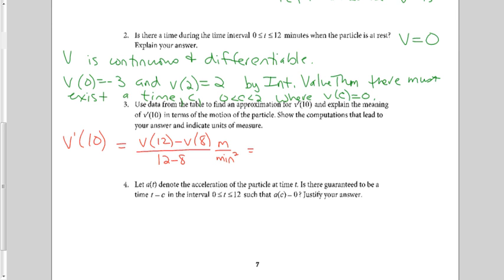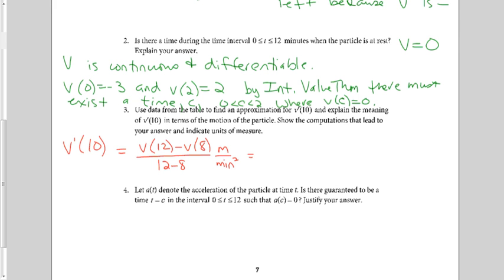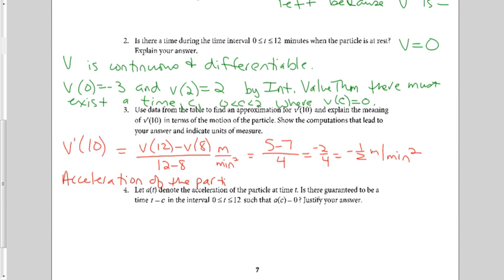Sorry. So here we go. We have v of 12 and v of 8. Hold on, let me look again. V of 12 was 5. V of 8 is 7, and 12 minus 8 is 4, giving me negative 2 over 4, which is negative 1/2 meters per minute squared, as this is an acceleration. And it says explain the meaning of this. So the acceleration of the particle at t equals 10 minutes is approximately negative 1/2 meters per minute squared.